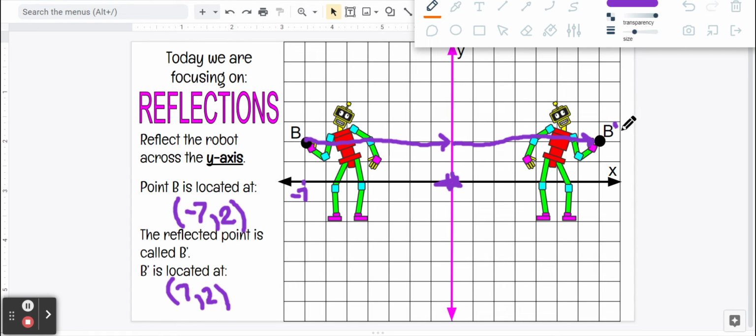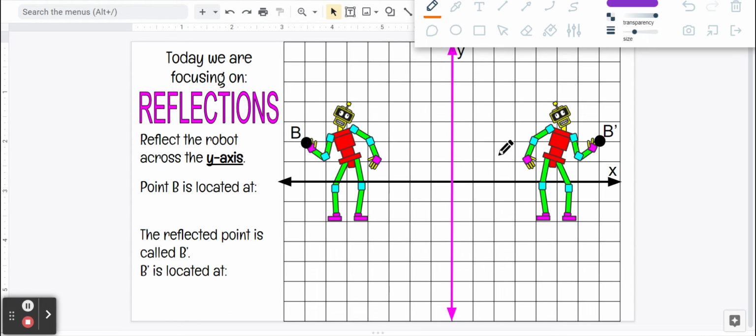Now, at this new point, there's this little apostrophe here. That's called a prime symbol. So we would call this point B prime. I wonder if that's how Optimus Prime got its name. Let's try another example.